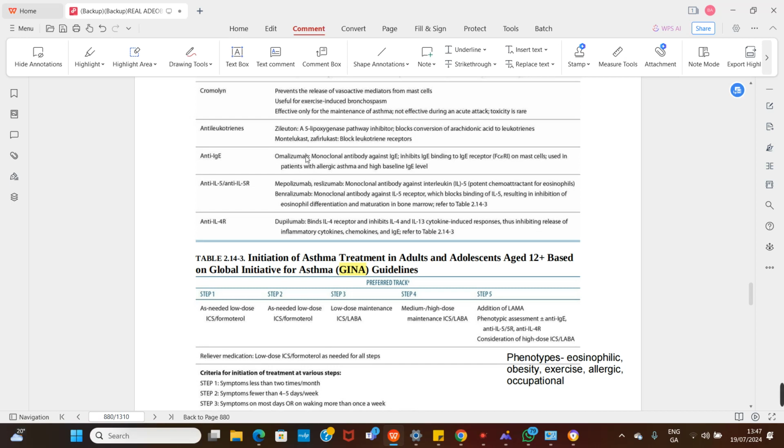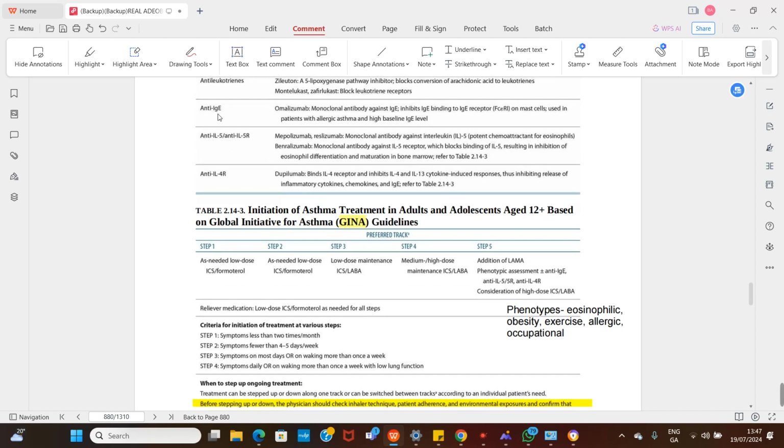While we have the montelukast and the zafirlukast, which are the leukotriene receptor antagonists. These ones are very useful in exercise-induced asthma. The anti-IgE monoclonal antibody, that's omalizumab. They inhibit IgE, and they are very useful in individuals with allergic asthma or asthma with high IgE level. Anybody with asthma having a very high IgE level, usually more than 500, you have to give them anti-IgE drug, which is omalizumab.